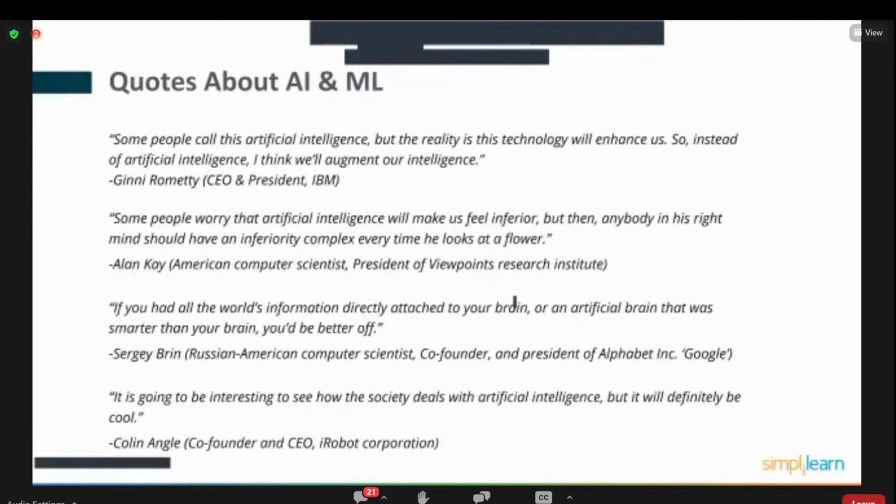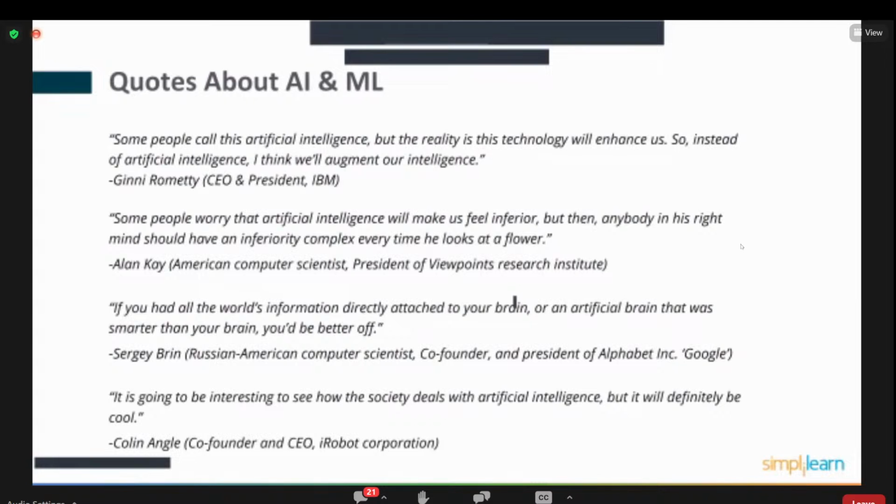Do you agree with the next one from Sergey Brin of Google about the information attached to your brain? So if you had all the world's information directly attached to your brain, or an artificial brain that was smarter than your brain, you would be better off. Kind of, yes. I would say yes. All the world's information directly attached to, or an artificial brain that was smarter than your brain, probably I'll prefer that. Yeah. I mean, we have a little bit of that when we take out our smartphones and can access search engines. But I know that Elon Musk wants to do the direct attach function and actually implant an interface into our brains. I'm not sure about whether I'm ready for that, but probably that will be too much for us. Probably generation wouldn't mind.